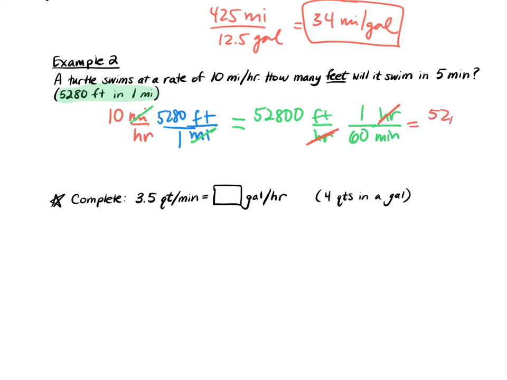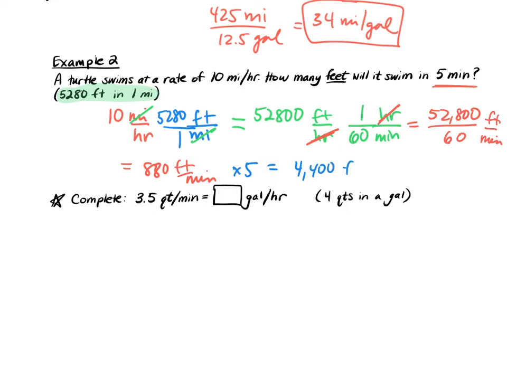This is 52,800 divided by 60. So that's how many feet per minute. So let's put that in our calculator. Divide by 60, and we get 880 feet per minute. The question is asking how many feet will it swim in 5 minutes. So that's every minute. We can multiply this by 5. And we get 4,400 feet in 5 minutes.